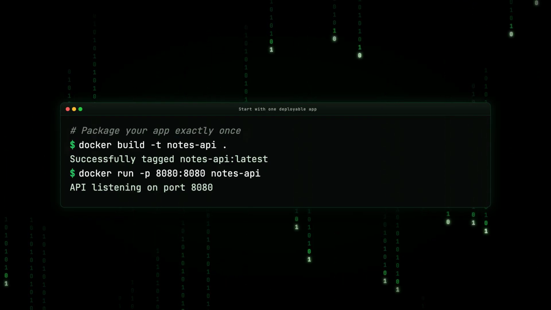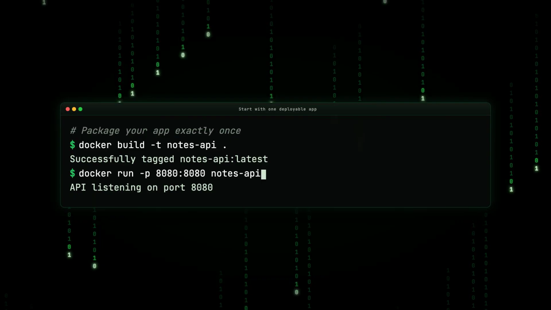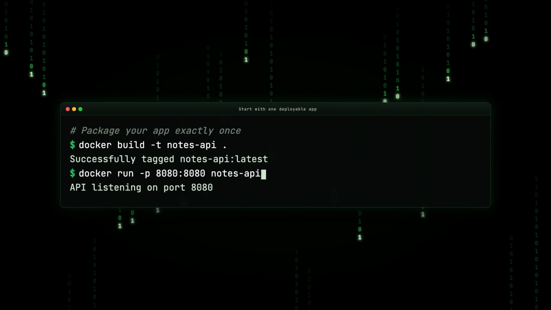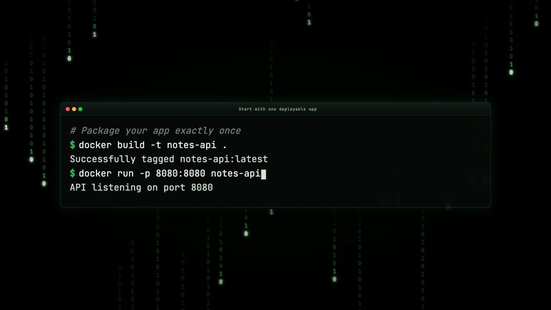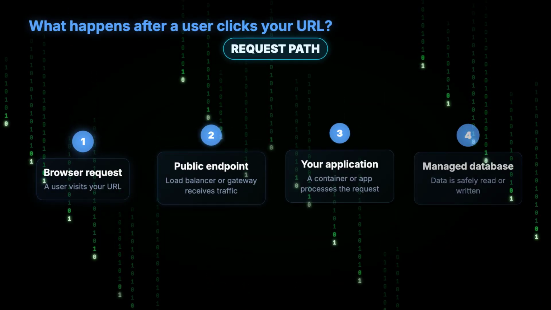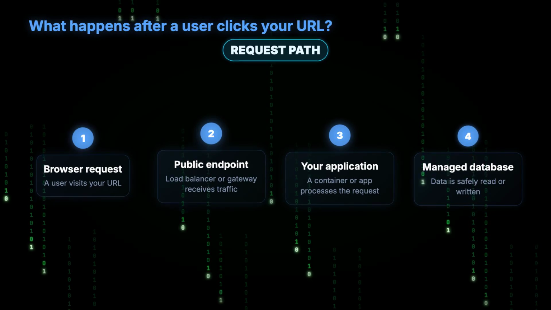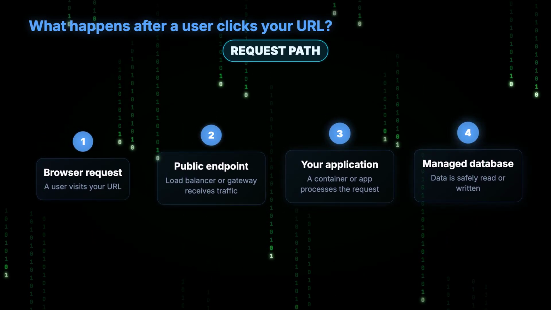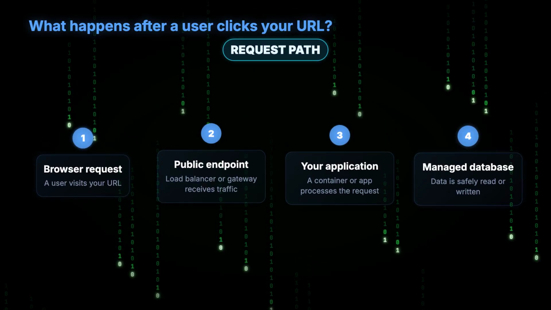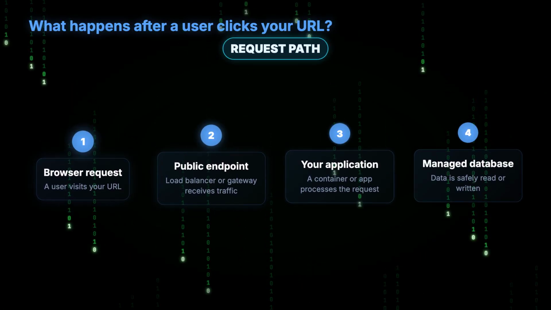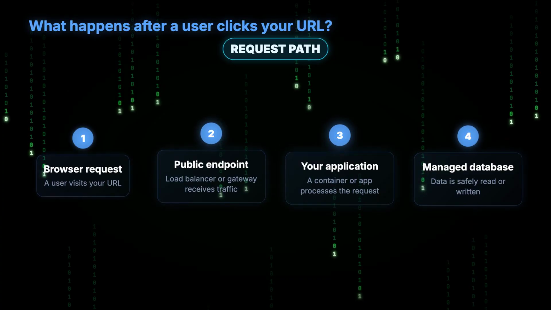In the cloud, the provider gives that exact container compute, networking, a public address, logs, scaling, and a place to store data. A typical cloud request has 4 stops. A browser reaches a public endpoint. That endpoint routes traffic to your running application. The application reads or writes data in a database.